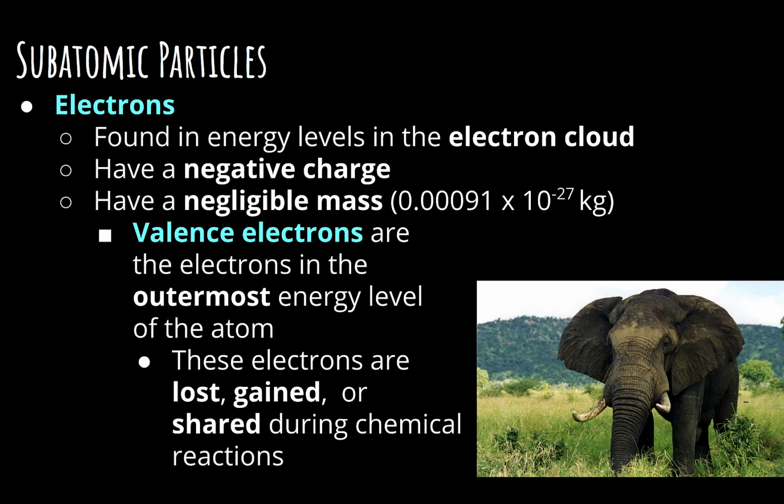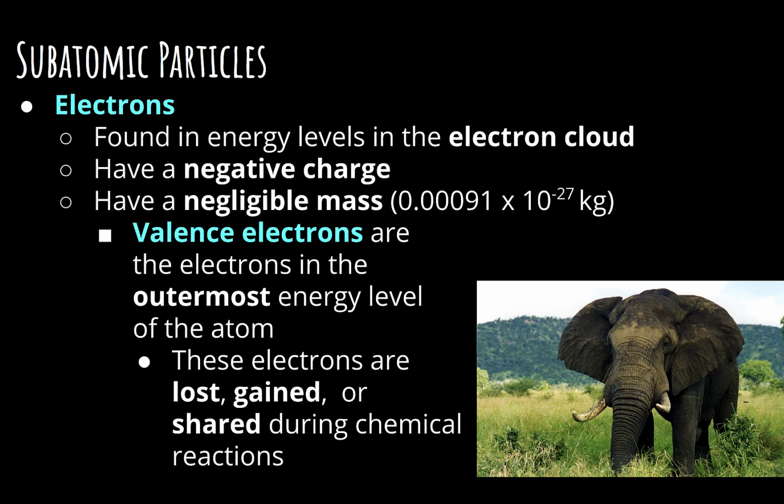The reason there's a picture of an elephant on this page is that one author once described electrons like fleas on an elephant. If you have an elephant and you go to get his mass, if the elephant has a couple fleas, it's not going to affect it. Same thing goes for electrons. Their mass is so small that it doesn't affect the mass of the atom. The mass of the atom comes from the mass of the protons and the neutrons.